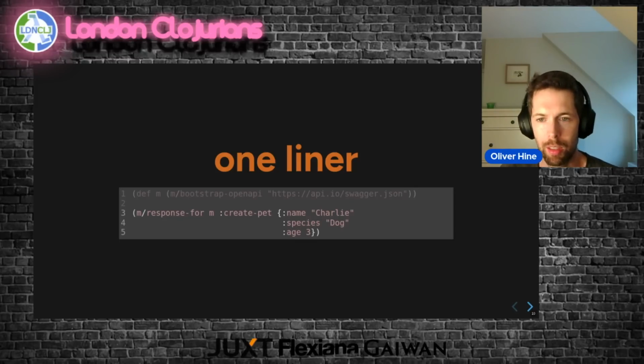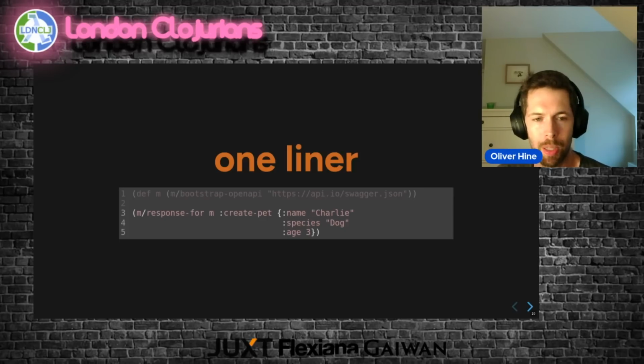And this has done all the mapping of the HTTP domain for me, and it's left me with just the mapping of the business domain around pets. And this is reducing that cognitive load, that extraneous load, and it's kept my code concise. It stopped everything leaking into it.